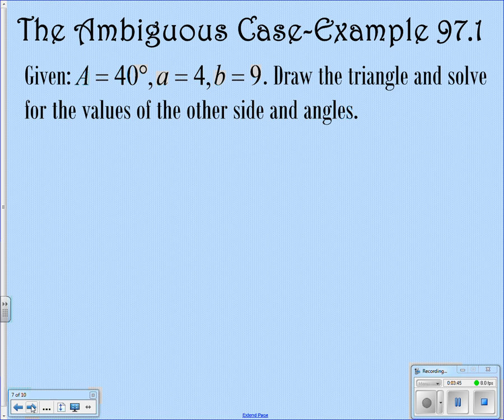So there are 5 possible figures that we could draw using this information. And we're going to start with the one that is a right triangle. So we're going to draw a right triangle, and we're going to hope that this information they give us is for a right triangle. And then that means that we only have one triangle to draw, and we can very quickly find the other missing parts. So we're going to put our 40 degrees and our 4 opposite of each other, okay? And then the 9 I'm going to put here.